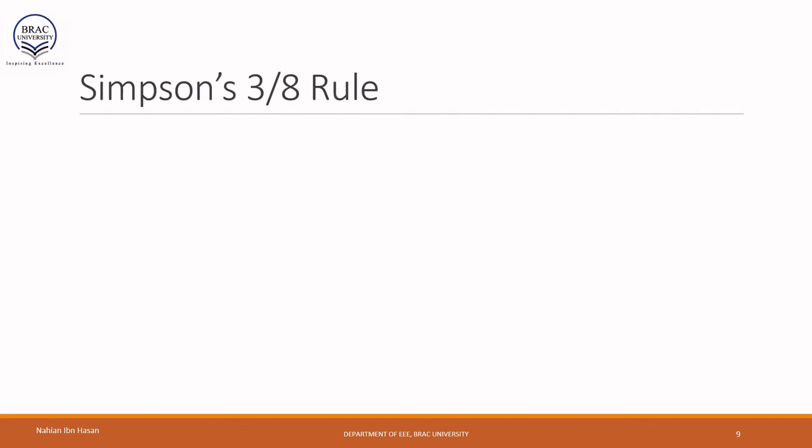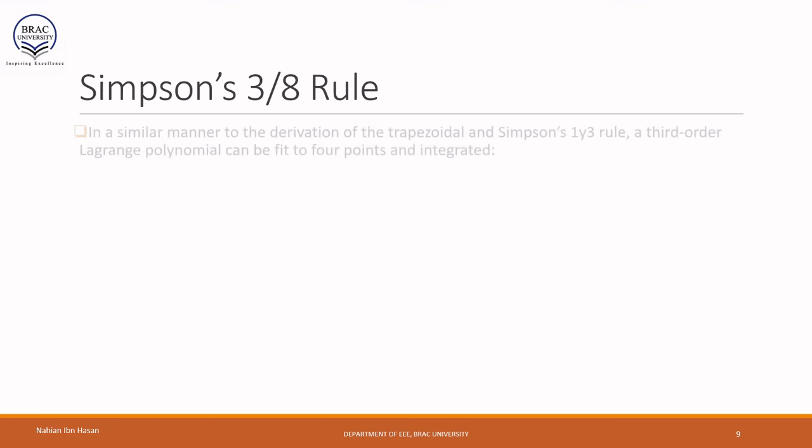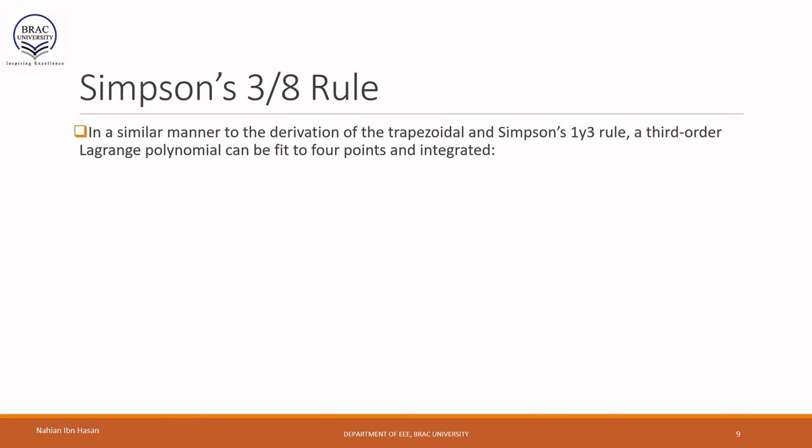So that was the Simpson's 1/3 rule. In a similar fashion, we can easily calculate the integration with Simpson's 3/8 rule. In Simpson's 1/3 rule, we connected the data points with a second order polynomial, but in Simpson's 3/8 rule, we use a third order polynomial. That means we have to use the third order Lagrange polynomial. It's the same procedure, but in Simpson's 1/3 rule we used the second order Lagrange polynomial, and right now we are going to use a third order Lagrange polynomial.